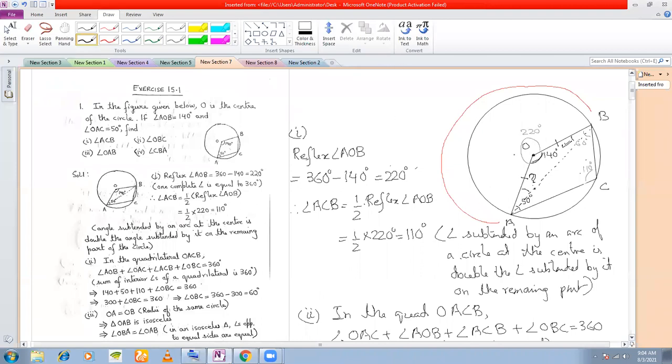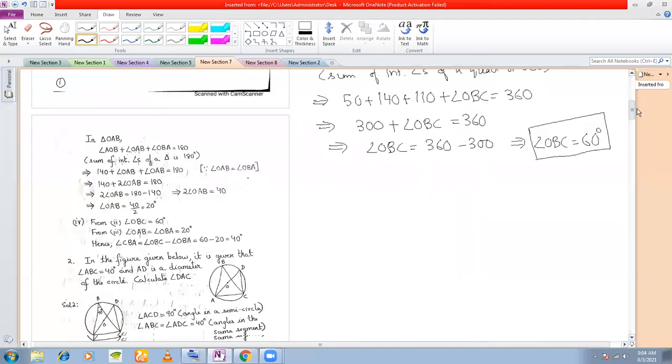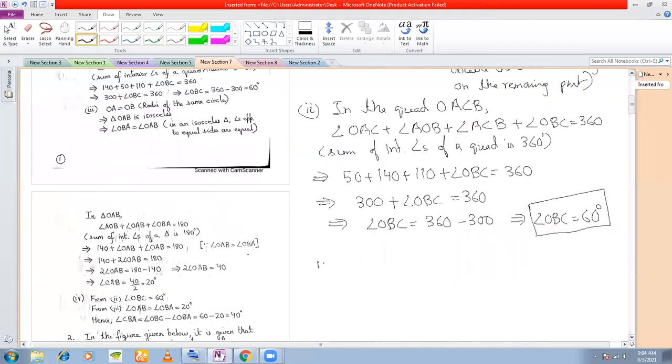And you know the third angle in this triangle to be 140 degrees. So therefore, you can find out the angle, right? So let's write this. OA is equal to OB. Why? Because radii of the same circle.